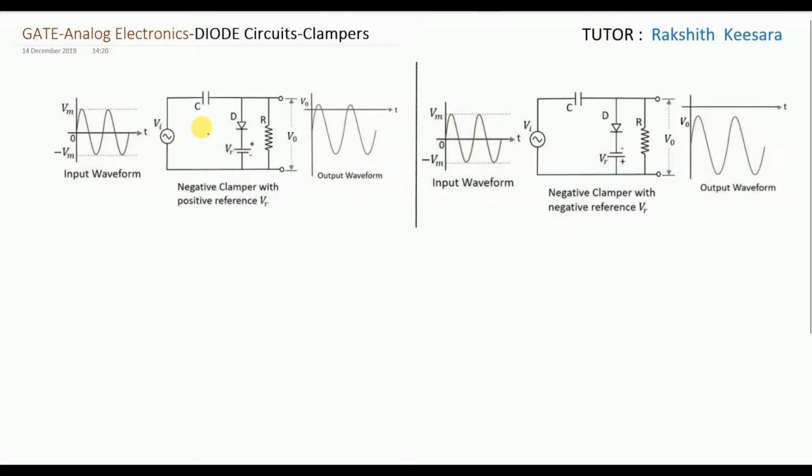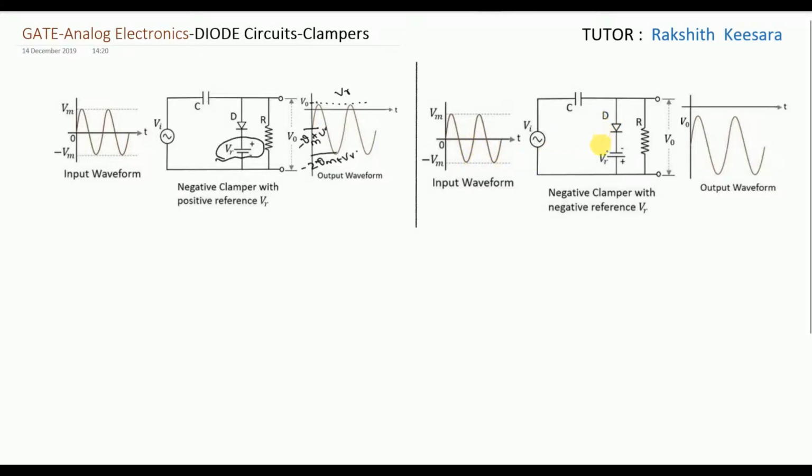If you observe this waveform, the diode is pointing downwards. So what we should do is draw the waveform below the reference voltage. This is the reference voltage, positive VR. So we should draw the waveform below the reference voltage. So what will be this voltage? Minus Vm plus VR. What will be this voltage? Minus 2Vm plus VR.